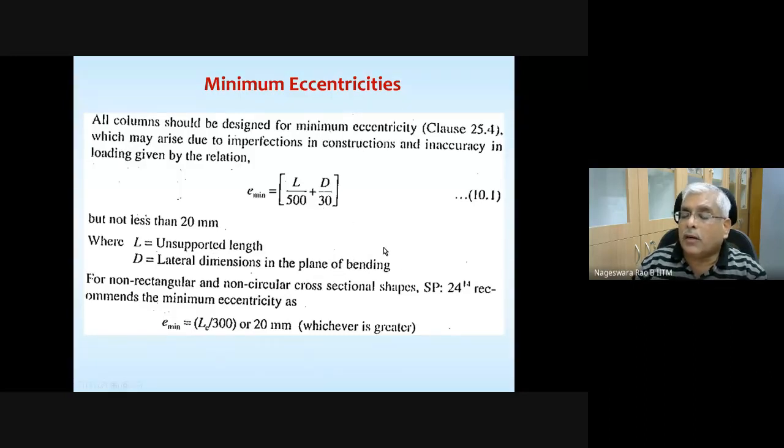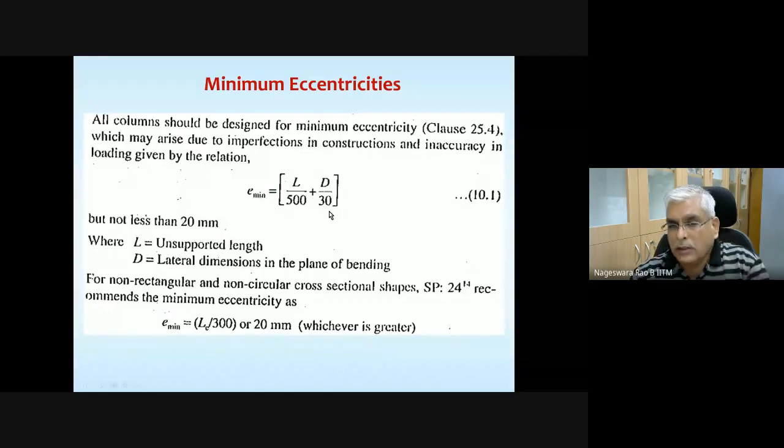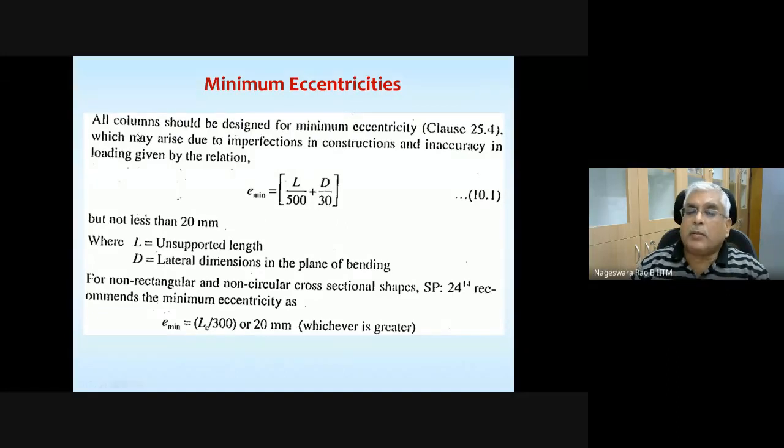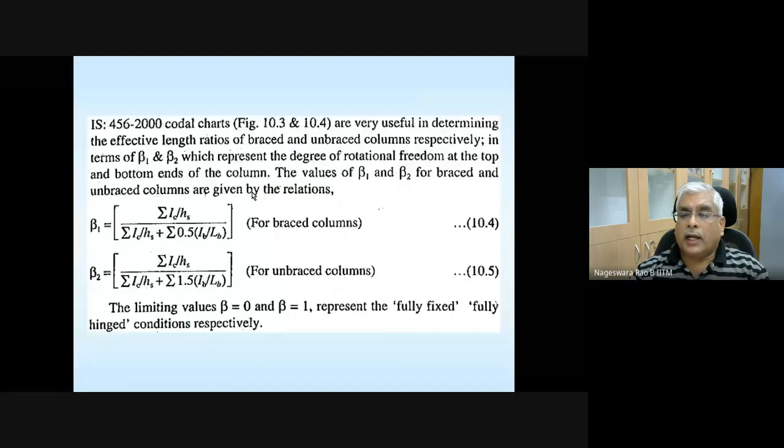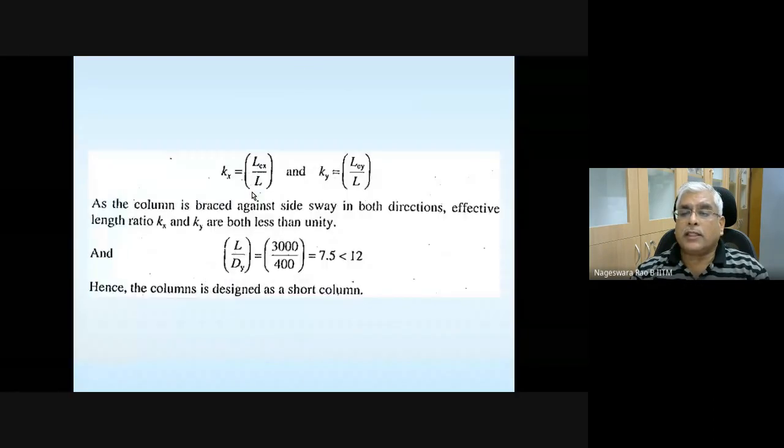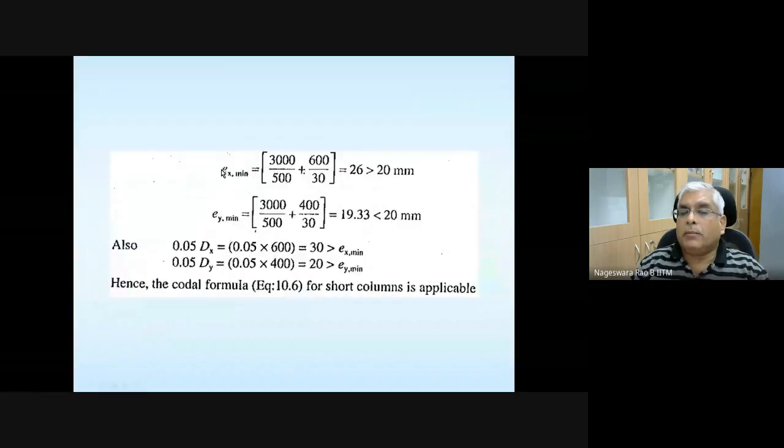That's why, in the example that we are going to look at, we are going to calculate minimum eccentricity with respect to both axes. Please take a note of this relation. So here we need to substitute, and this is the minimum eccentricity. Using this equation, you can see how it is calculated here: minimum eccentricity with respect to the major axis, and minimum eccentricity with respect to the minor axis.